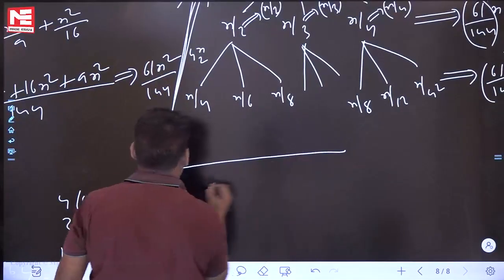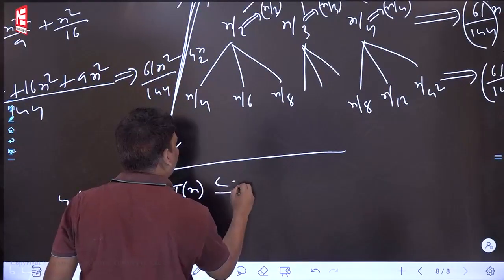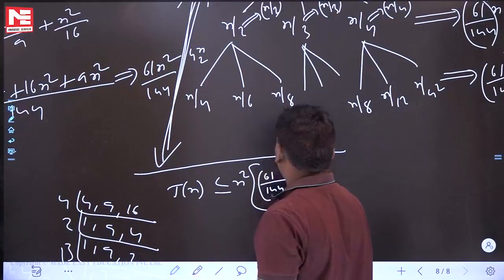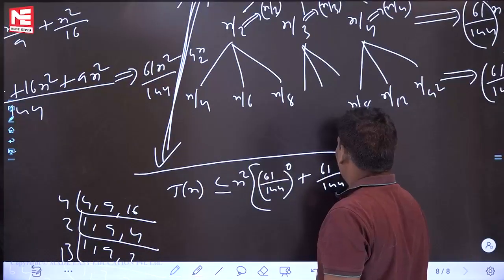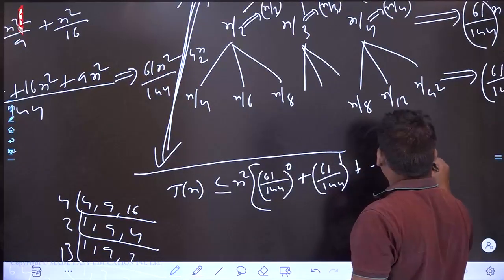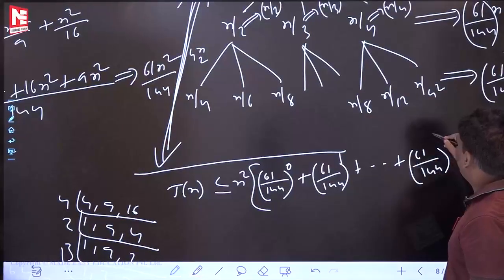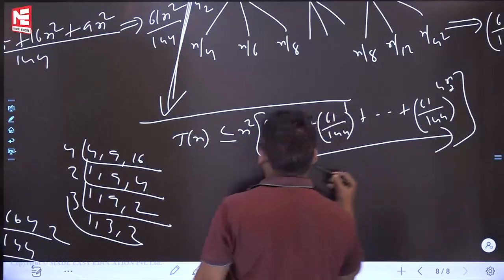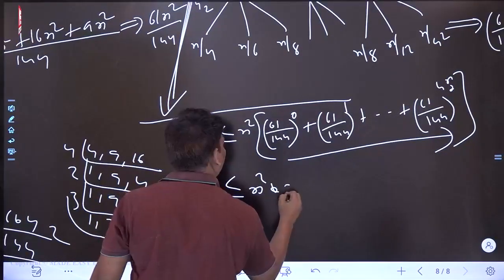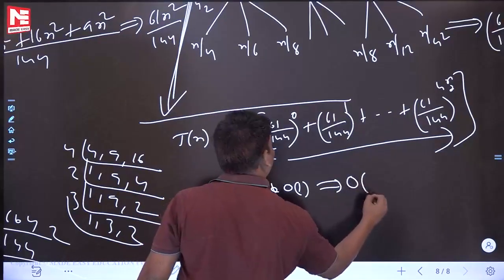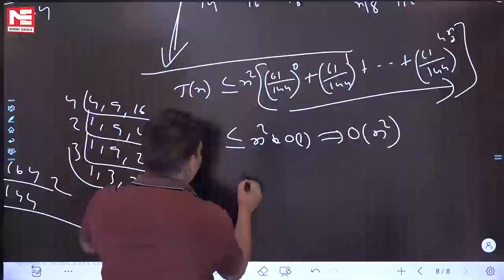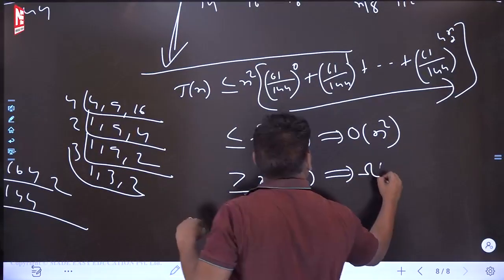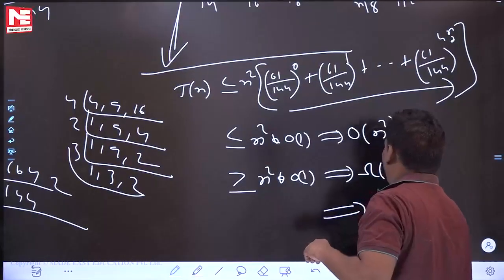Right? Now let me add the series. Tn is less than or equal to n square common. Remaining, what is the answer? 61 by 144 whole power 0, 61 by 144 whole power 1, and so on. Lastly, 61 by 144 whole power log n base 2. Right? And one more thing, it is the GP series where the R value is less than 1. Same story. n square into big O of 1. Finally, big O of n square. I think omega is also the same, please verify. n square into constant of 1, right? Omega of n square. Finally, theta of n square.